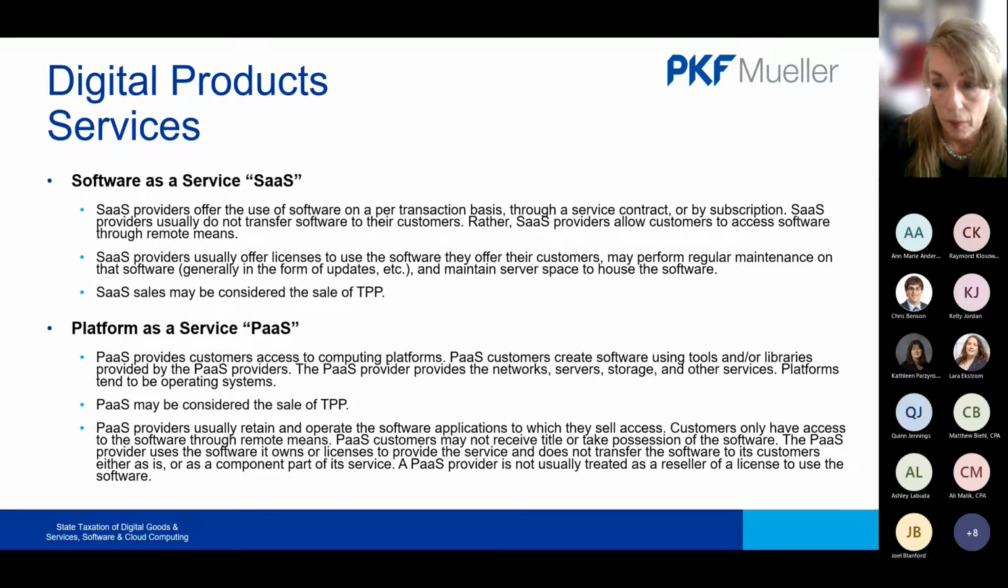Moving forward, platform as a service. Typically, platform as a service providers provide a network, services, storage, and other services to customers, allowing them to create software. This is considered tangible personal property again. PaaS providers retain and operate the software application to which they sell access. So similar to software as a service, they're selling access, they're not giving possession or rights or anything. Customers don't receive a title or take possession of the software. And PaaS providers are not treated as a reseller of a license to use software either. That's the breakout of them too.